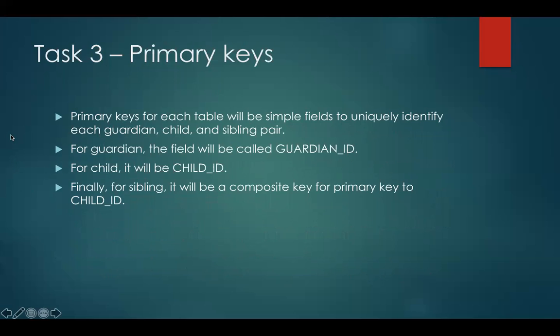So for my primary keys, for each table, we'll have simple fields. So each is a guardian ID, child ID, and the sibling ID is just a composite key for child ID 1 and child ID 2.